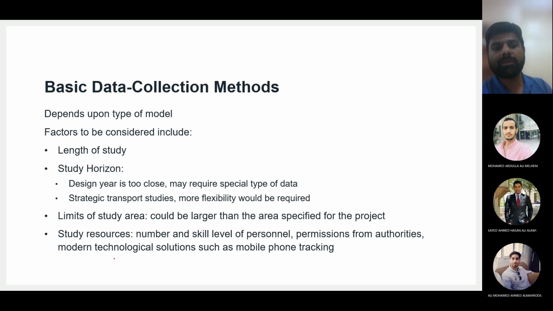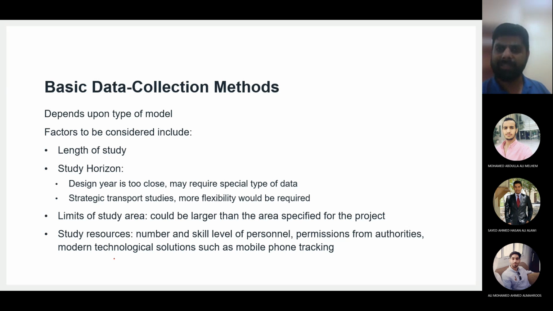The factors which you should consider are the length of the study and the study horizon. How long the study should take, how much time you have for the study, and the study horizon. Study horizon means after how much time the data will be used. For example, if you are doing a design which will be implemented after a couple of years, you need the results very quick and fast, and you know exactly what you want. Two years is not a long horizon. So you may use a technique which will give you that data specifically, which is quick and focused on a particular parameter.